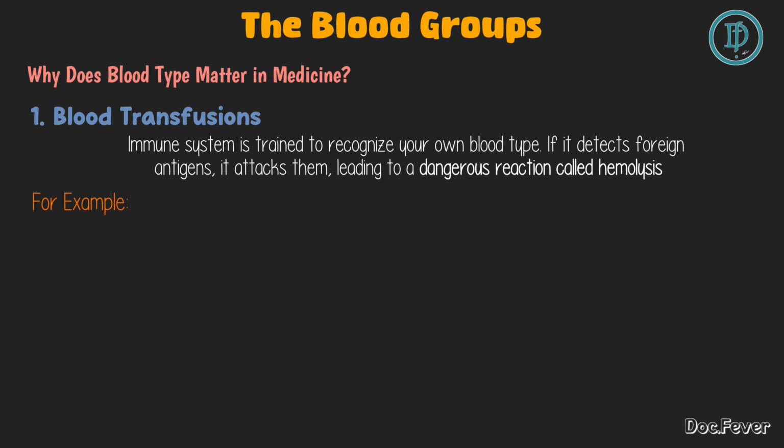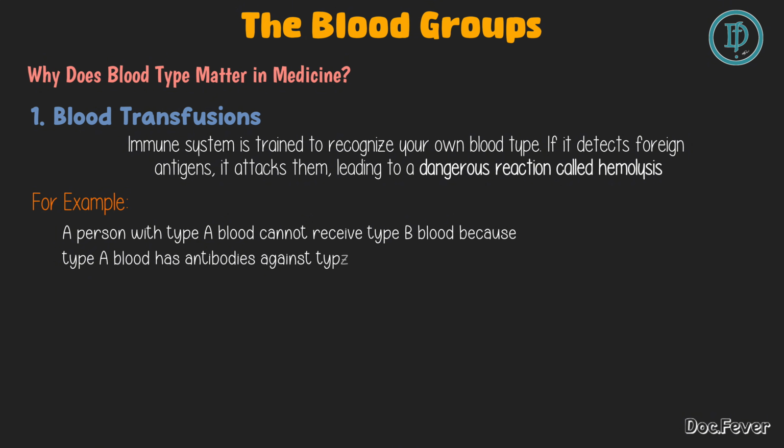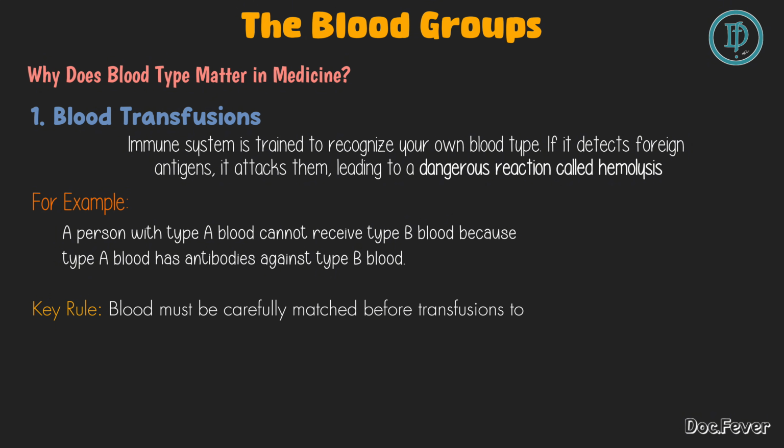For example, a person with type A blood cannot receive type B blood because type A blood has antibodies against the type B blood. These antibodies attack the B blood red blood cells. In blood transfusion, the key rule is the blood must be carefully matched before transfusion to avoid deadly reactions.